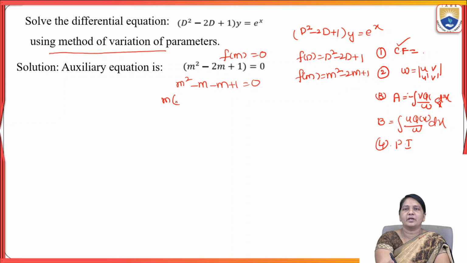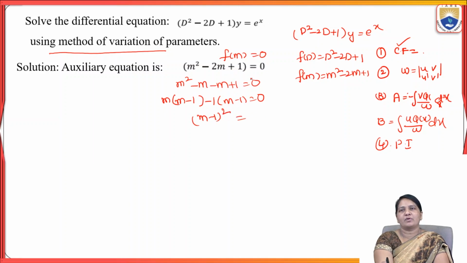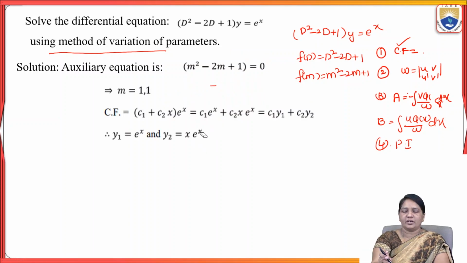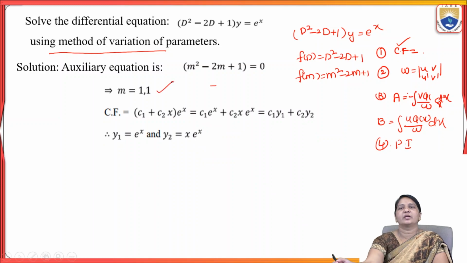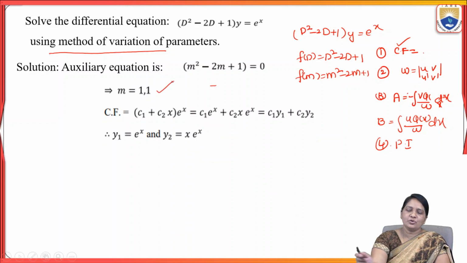From this I am writing, take m common, m minus 1, and take minus 1 common, m minus 1 equal to 0. So here we are getting m minus 1 whole square. Otherwise, we already know the a minus b whole square formula, and based on that we can directly write m minus 1 whole square. From this the m values are 1, 1. So these two roots are equal and real.